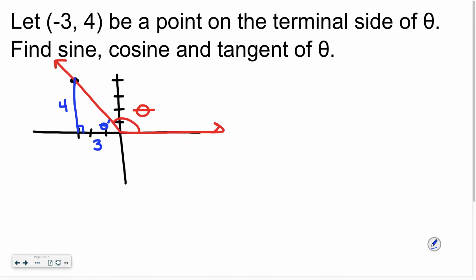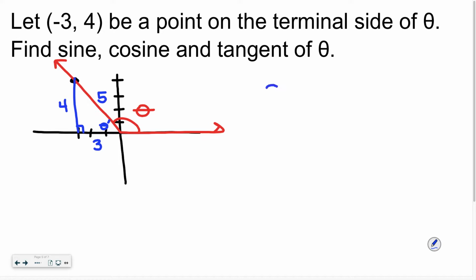How many of you think you would like to label the 3 as -3 on your triangle? Okay. Oh, this is nice, isn't it? What's our hypotenuse? 5. Wait for it. There it is.